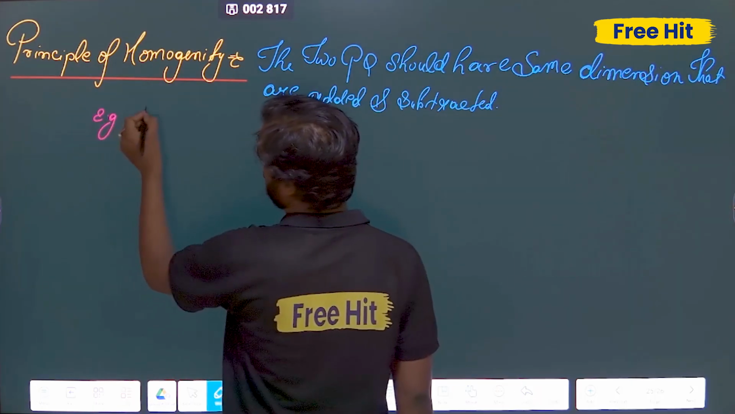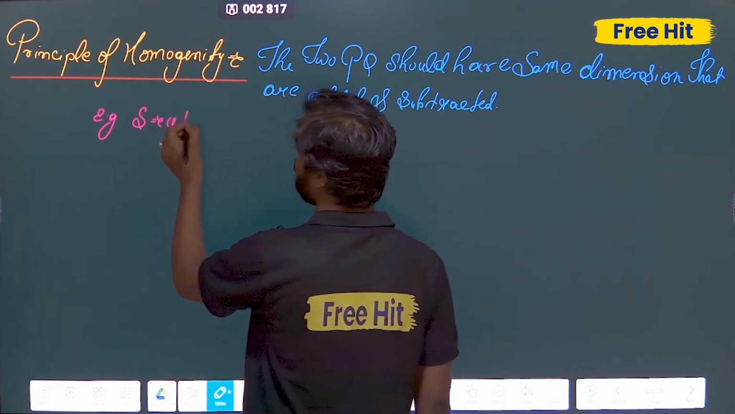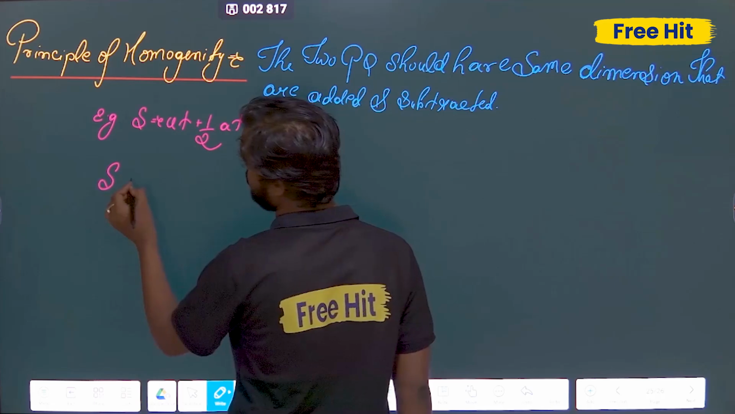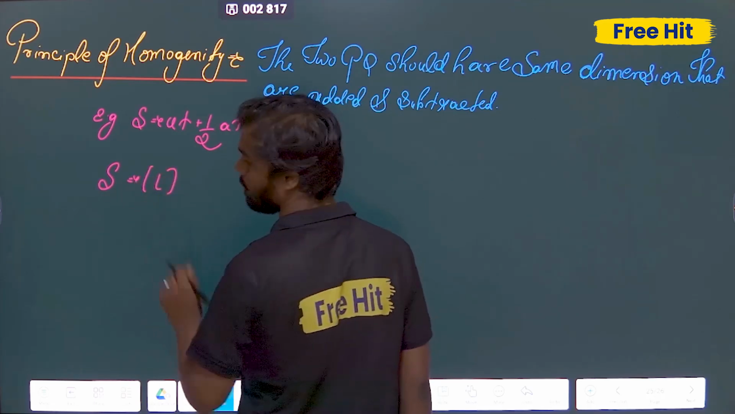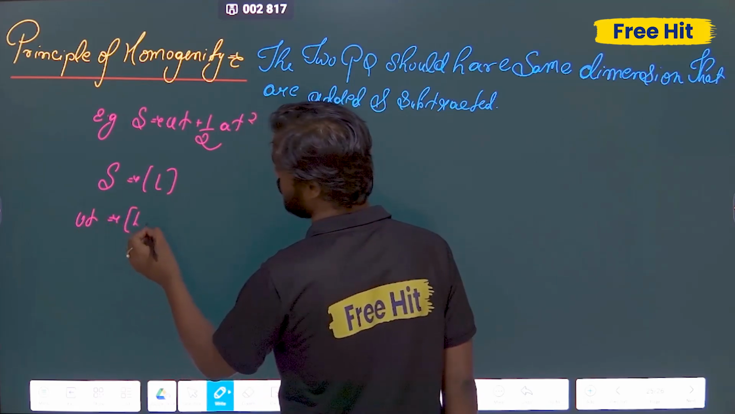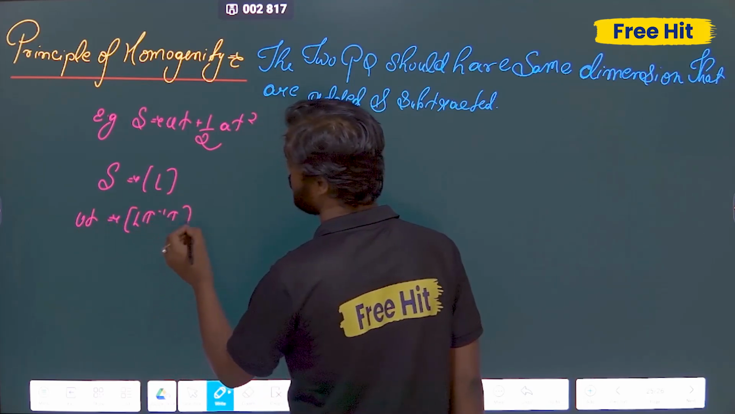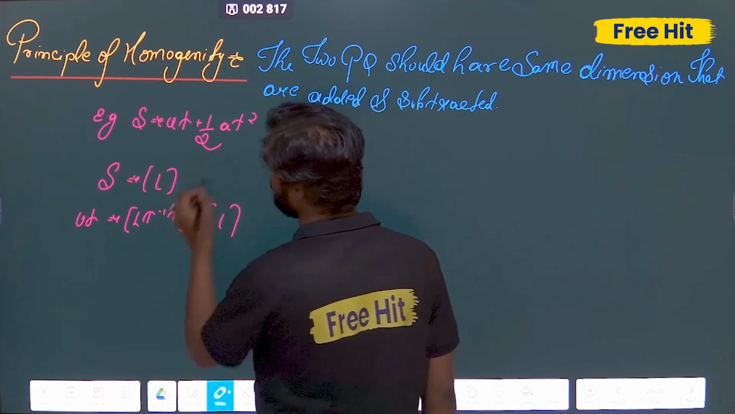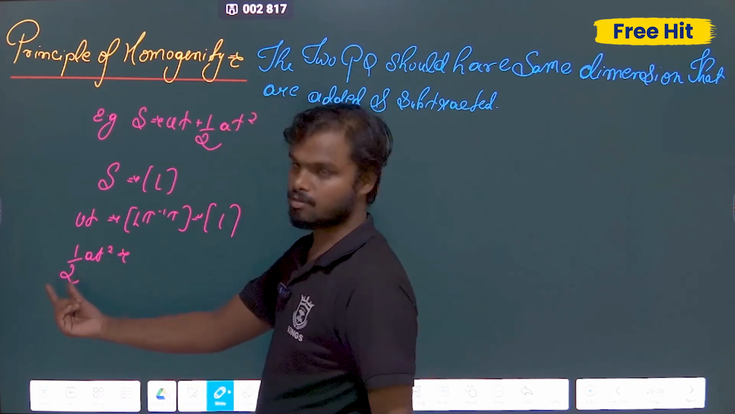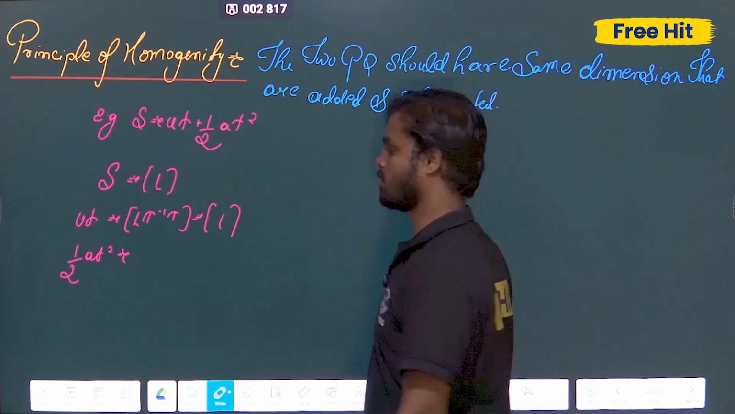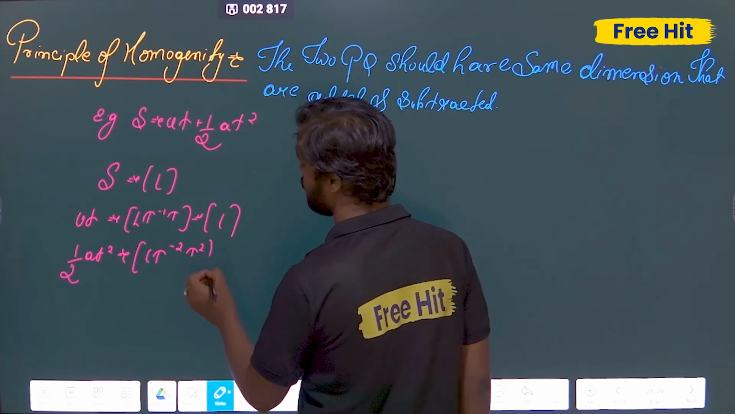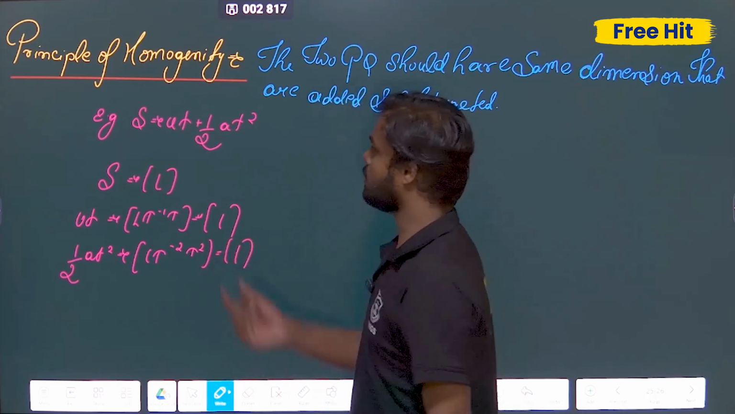For example, you remember one formula, S is equal to ut plus half at square. Let's find the dimension of S. The dimension of S is L. What is the dimension of ut? LT minus 1 into T. That will be L again. What is the dimension of half at square? See, half is constant. For a constant there is no dimension. So what is left? A. A is LT minus 2. And T square. So what do we get? L.